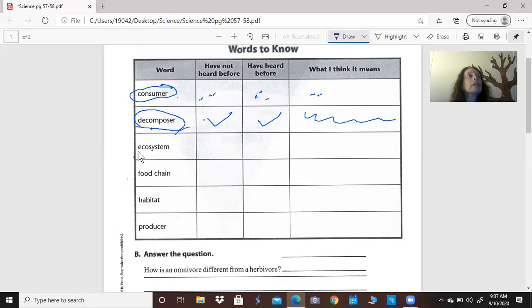Next word is Brianna. Can you read this word? It's a big science word. This word is ecosystem. You say that for me, Brianna? Ecosystem. Thank you. If you have never heard the word ecosystem, put a check mark here. If you've heard the word ecosystem, check here. If you know what it means, write it right here.